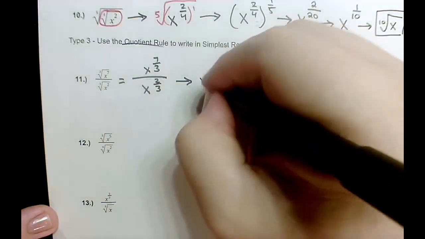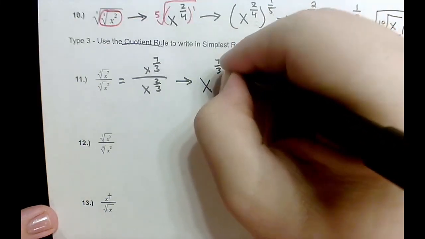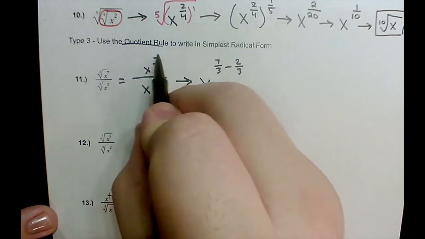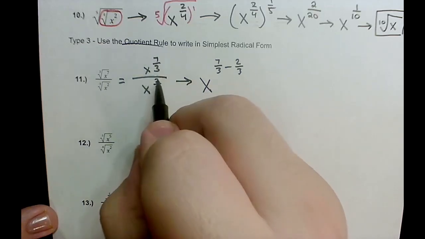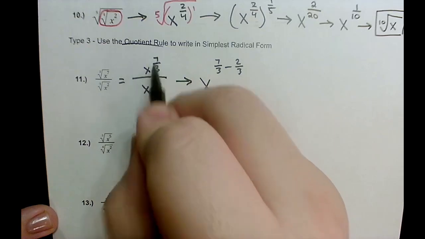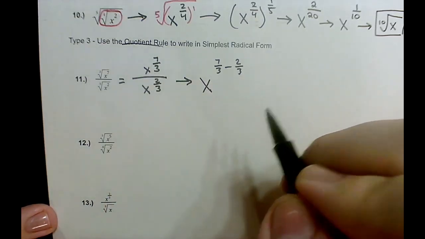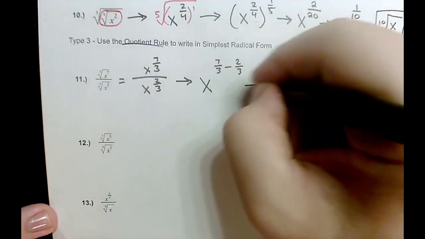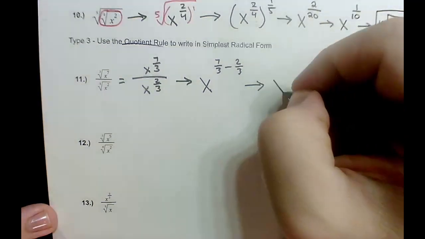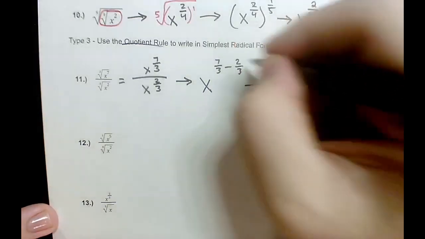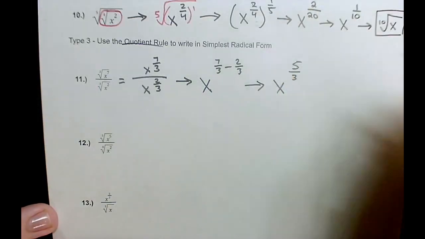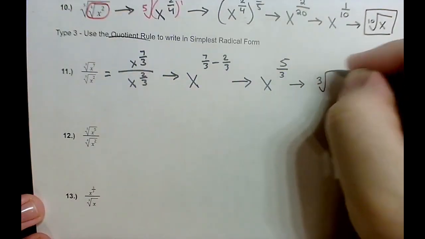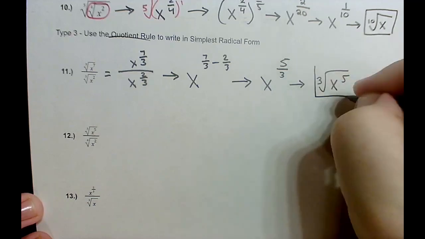Then I need to subtract. Make sure you say the rational exponent on top minus the exponent on the bottom. 7/3 minus 2/3. If you get that backwards, you're going to get the question wrong. Now these guys already have common denominators, so I'll go ahead and subtract and say that that is x to the 5/3 power. Well, 5/3 will simplify down to the cube root of x to the 5th power.